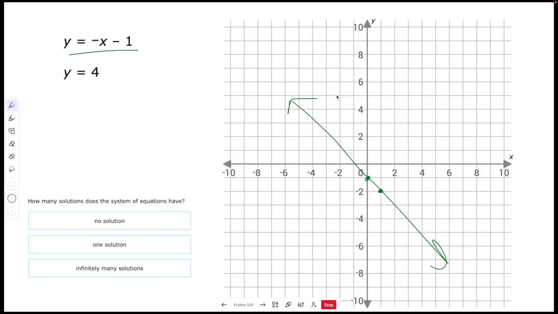And then for the second one, let's do it in purple. So y equals 4 is a horizontal line going through 4. So here is our second graph. And then we ask how many times do these lines hit each other? Well, they hit each other one time, right? Today we're not worried about where they hit each other. We're just worried about how many times do they hit. And they hit one time, so they have one solution.